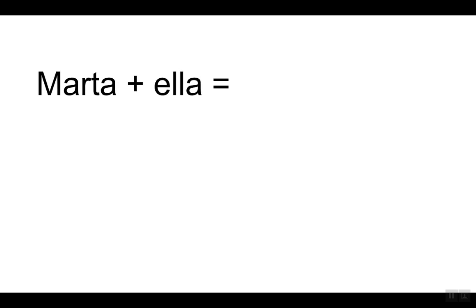Marta y ella. If I'm talking about Marta and she, how can I talk about them? Them, think about that. Them, the two girls, Marta and she. Them, feminine, would be ellas with an A.